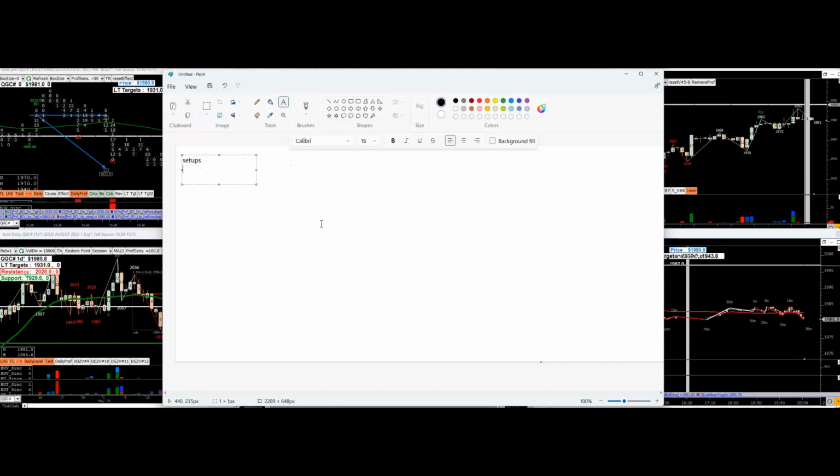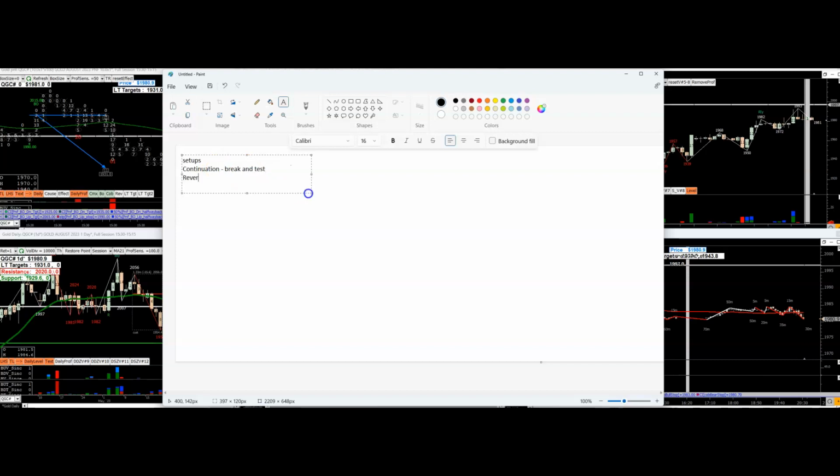Everyone knows jump over the creek and test, which is nothing more than break and test, right? And sometimes it goes a little bit lower into your demand and supply zones, but this is your break and test. And this is the continuation. Continuation is your break and test setup.